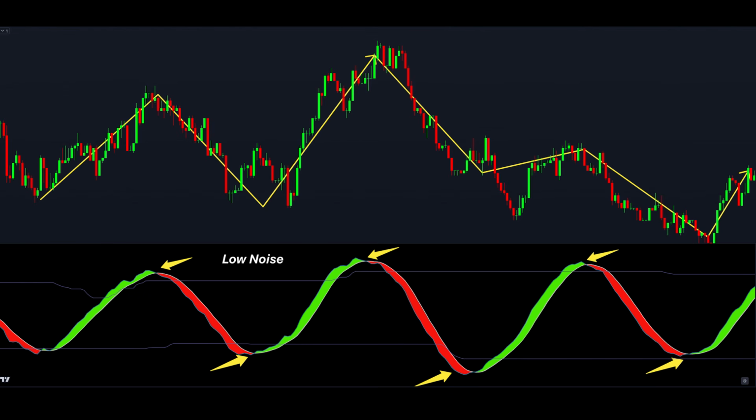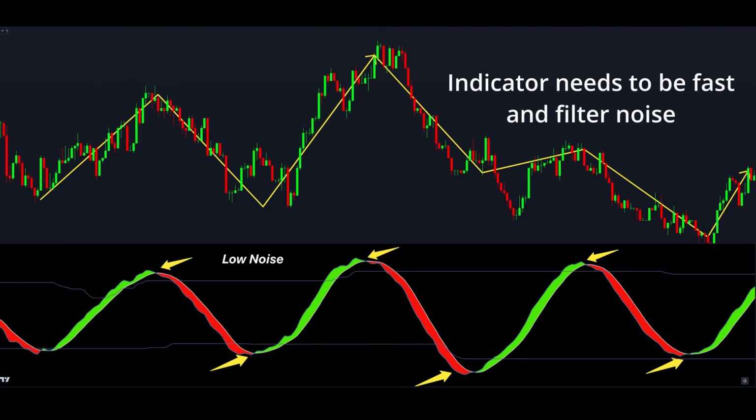An indicator that filters out a lot of noise but is always late isn't very useful. Likewise, an indicator that fails to filter out any noise but is very reactive to price still isn't ideal.